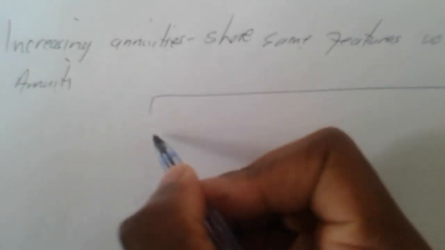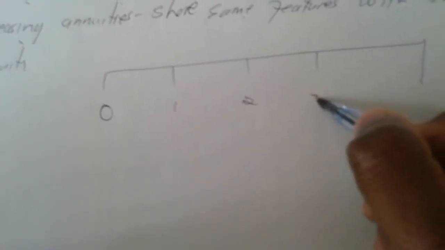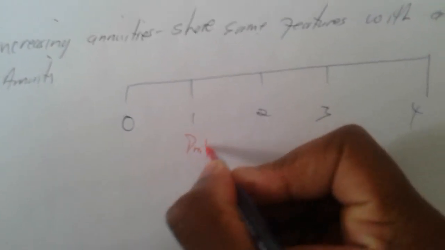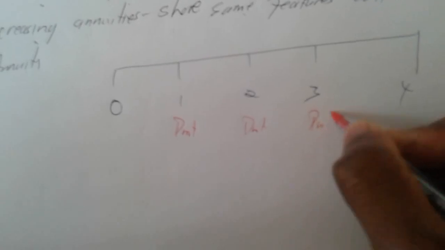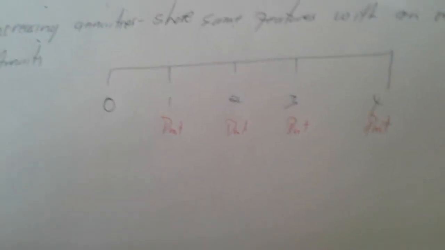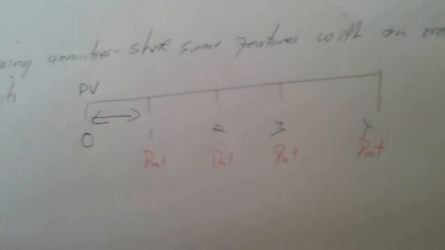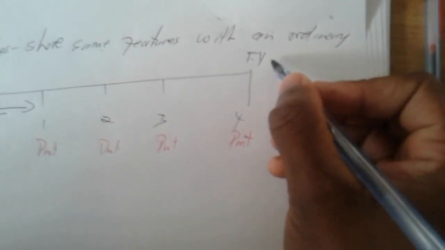So an increasing annuity shares the same features with an ordinary annuity. So which features are we talking about? Remember, if you still remember the timeline of an ordinary annuity, the one I just drew, there you go. Now remember, we had PMT here, PMT there, PMT there, and PMT there. Now we agreed that the PV and the first payment are 1 period apart, and the FV and the last payment are on the same date.